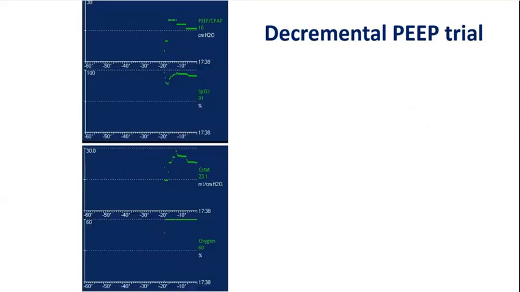On the upper panel is PEEP. So PEEP was decreased from 20 to 18 to 16, then SpO2 and compliance. Here, when PEEP was decreased from 20 to 18, SpO2 did not change, compliance did not change. Then, at this point of time, when we decreased PEEP from 18 to 16, we saw within a few minutes a small decrease in SpO2 and a decrease in compliance, suggesting that we should not decrease PEEP further or maybe increase a little bit more.